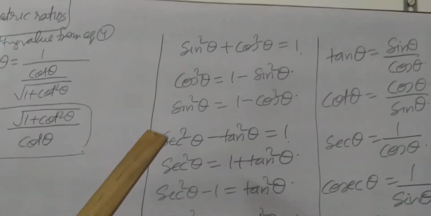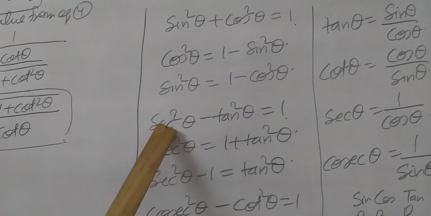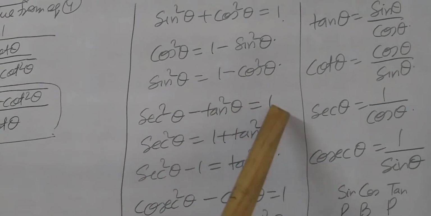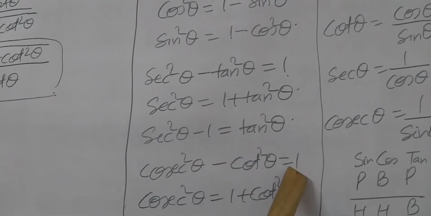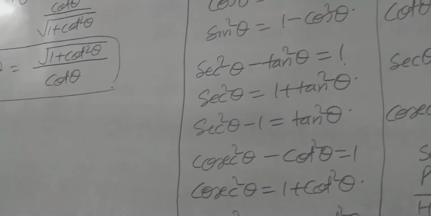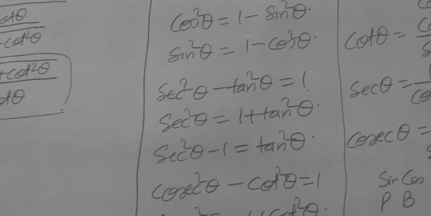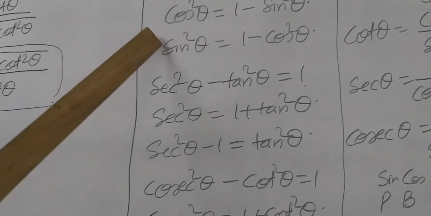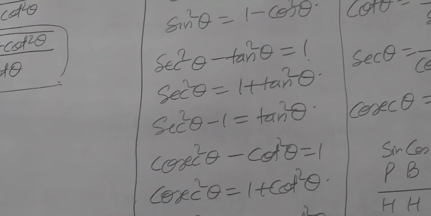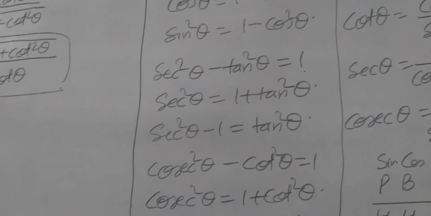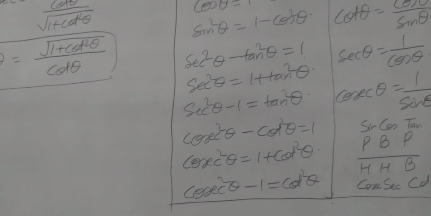So students, three main identities are: first, sin square theta plus cos square theta equal to 1. Second, sec square theta minus tan square theta equal to 1. Third, cosec square theta minus cot square theta equal to 1. So these are three main identities. Now students, we can form two more identities from each of them by transposing each term to the other side.